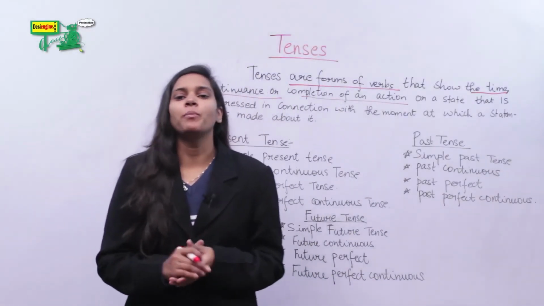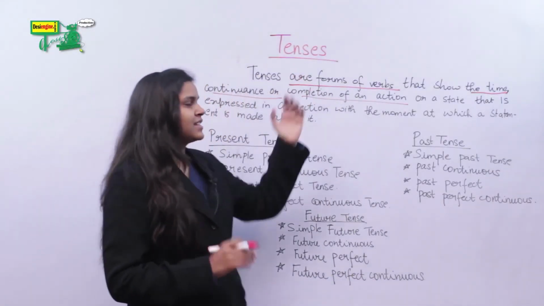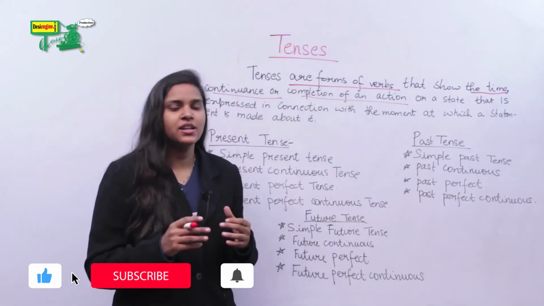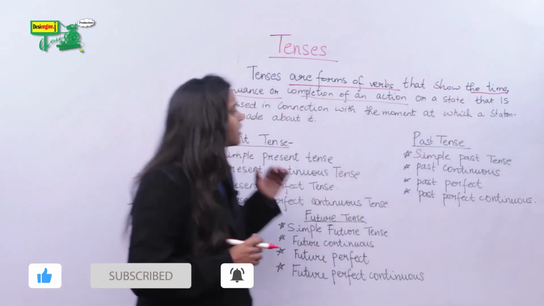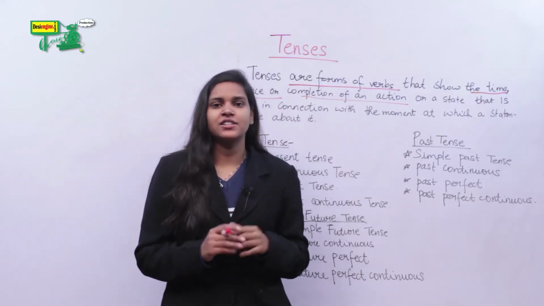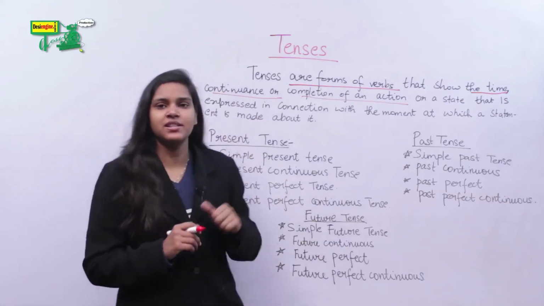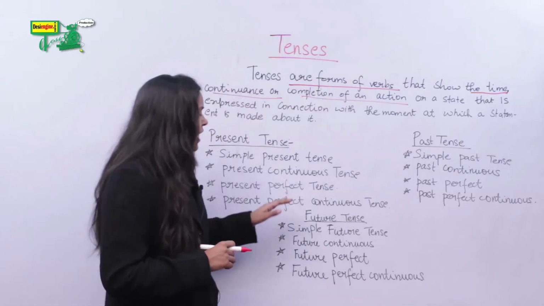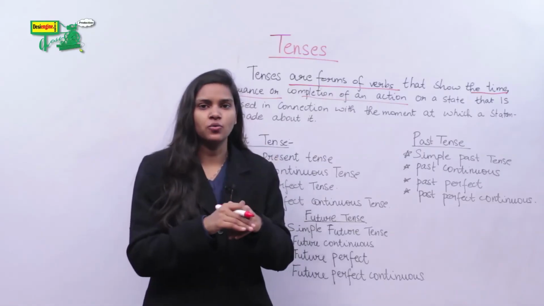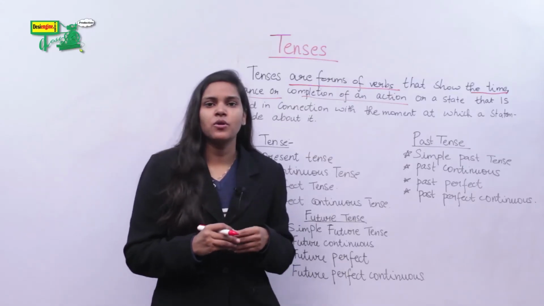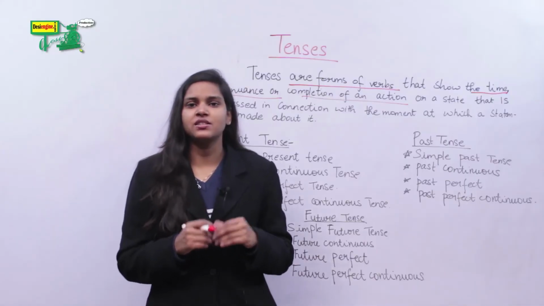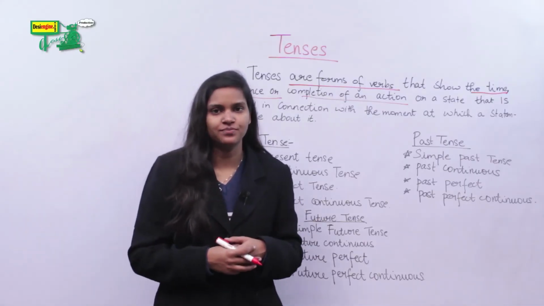Hello friends, the topic of discussion today is tenses. What are tenses? Tenses are basically forms of verbs that are used to show the time, continuance or completion of an action. Tenses can be classified into three major kinds: present tense, past tense and future tense. Present tense tells us about something that is happening right now. Past tense tells us something that has happened in the past. And future tense tells us something that is going to happen in future.